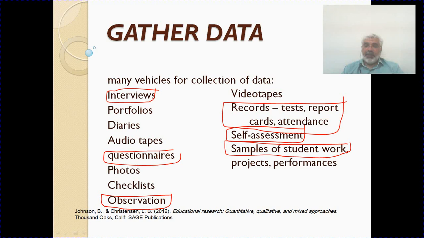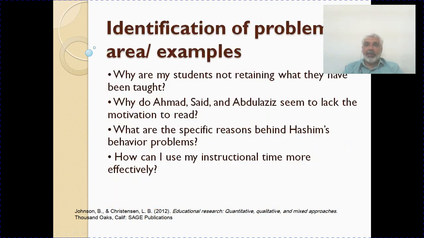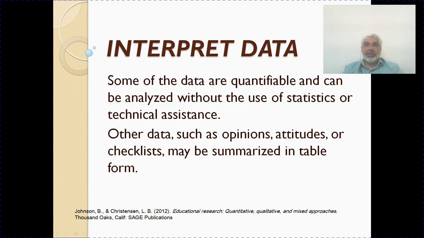Okay, so step number 2, it's gathering data. Step number 1, identification of problem areas. Number 2, gathering data. Number 3, interpret data. So data are quantifiable and can be analyzed without the use of statistics or technical assistance. Other data such as opinion, attitudes, or checklists may be summarized in table form.